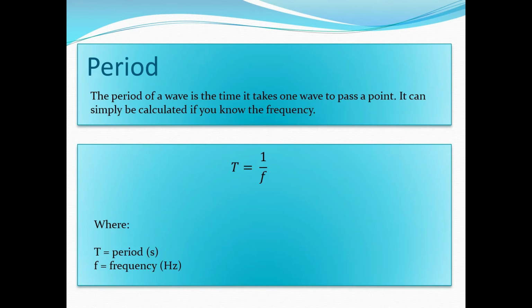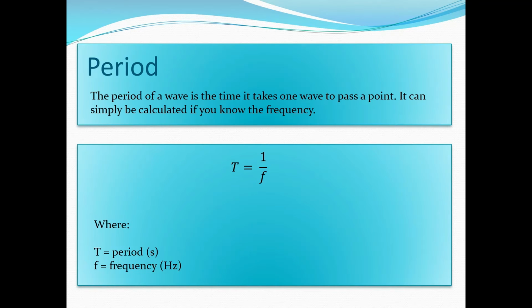Now, we're not going to look at a worked example of this. It's just 1 divided by the frequency. Okay, there's not much to see there. If you have a question where you don't know the frequency, you work that out using the equation we just did, pop that in, and that gives you the period.